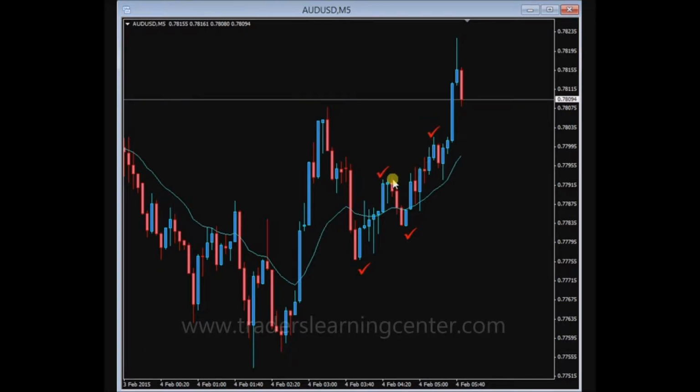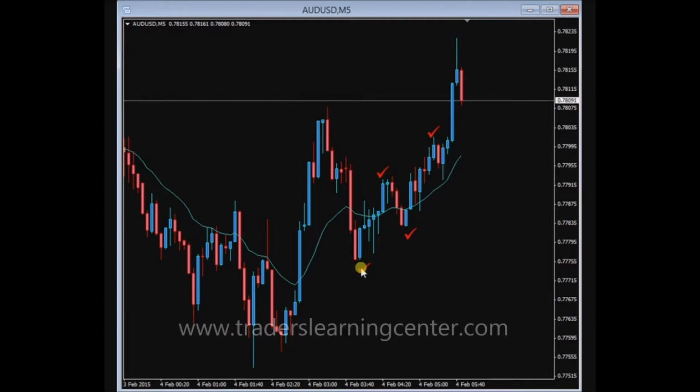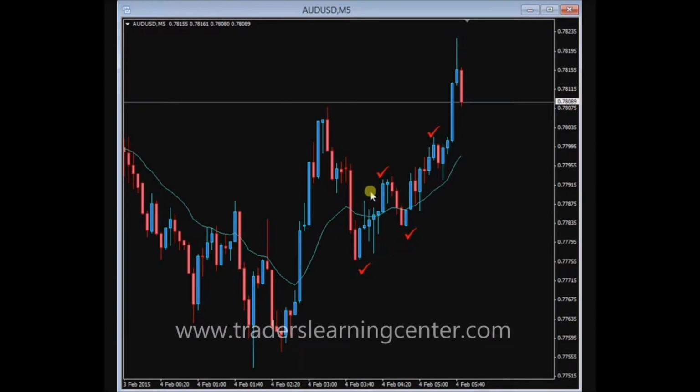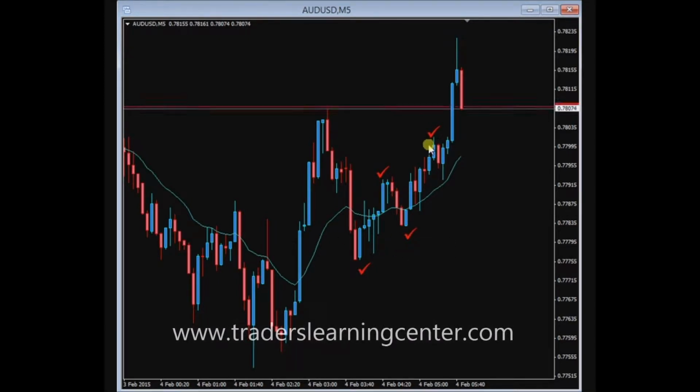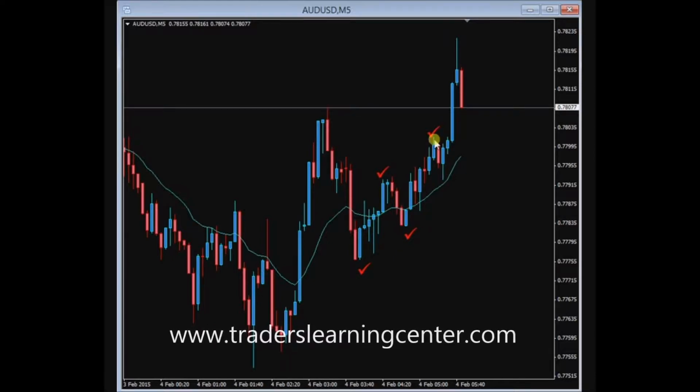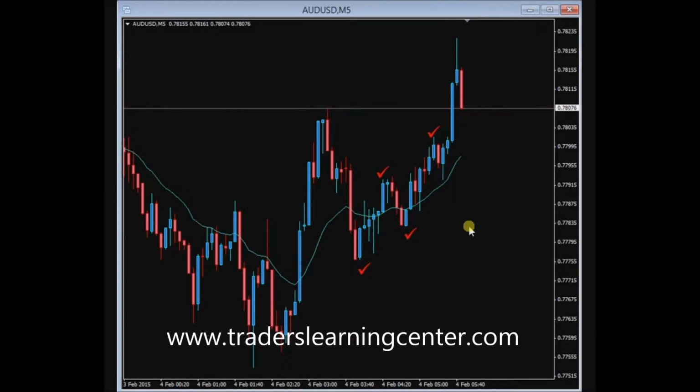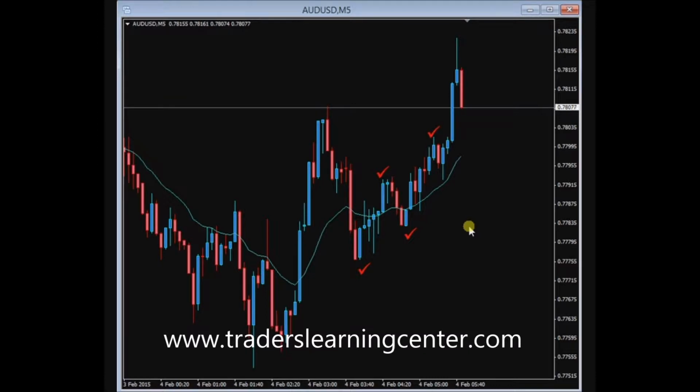So this is what I'm looking for on the 5-minute chart: a low, a higher low, a high, and a higher high. And I want these 2 points before I get set up for the trade that I'm looking for.